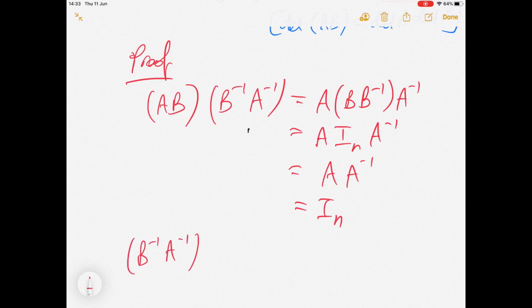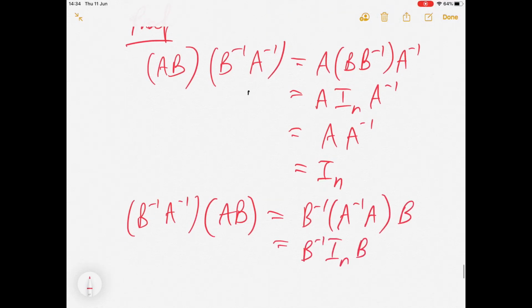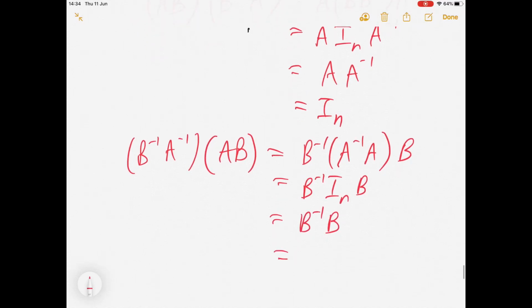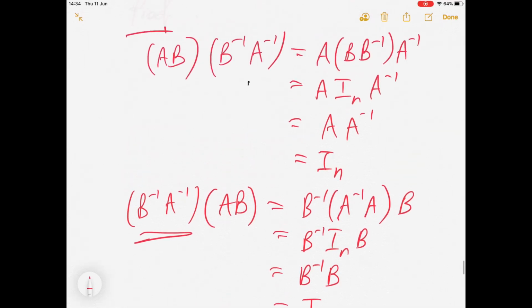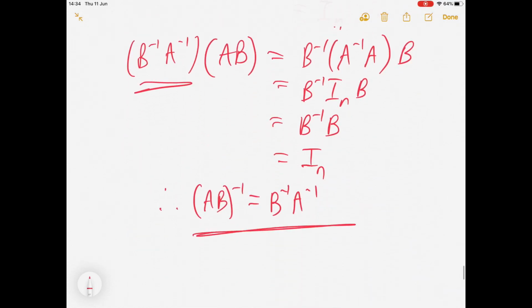If we do it the other way around, because matrix multiplication is associative, we can again change the order of the brackets. In the middle here, A inverse A is the identity matrix. Then B inverse times the identity matrix is just B inverse again, and B inverse B is the identity matrix. So we're done. Therefore, the inverse of AB must be B inverse A inverse, because regardless of which order we multiplied in, we got the identity. So we've proved this formula. End of proof.